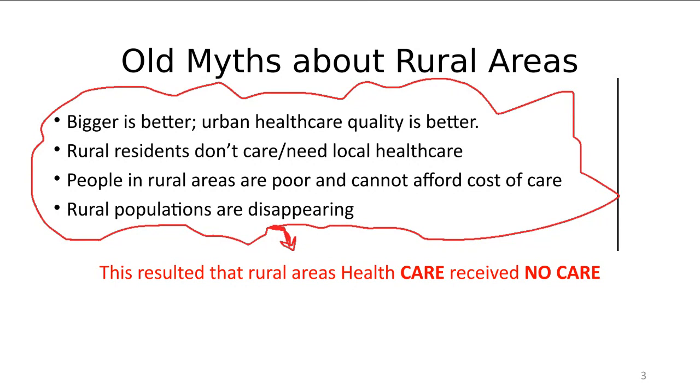The old wrong ideas about rural health are, for example, that urban care quality is better than rural care, because if you have a big city, that means everything is big, everything is better. This might be true in reality in that big cities usually have big hospitals, but big hospitals do not always mean good care or access to care.